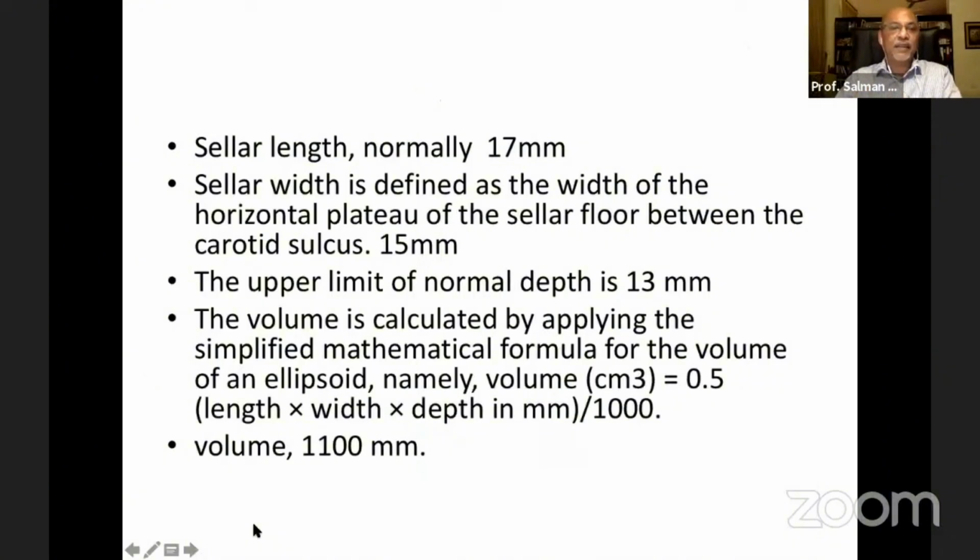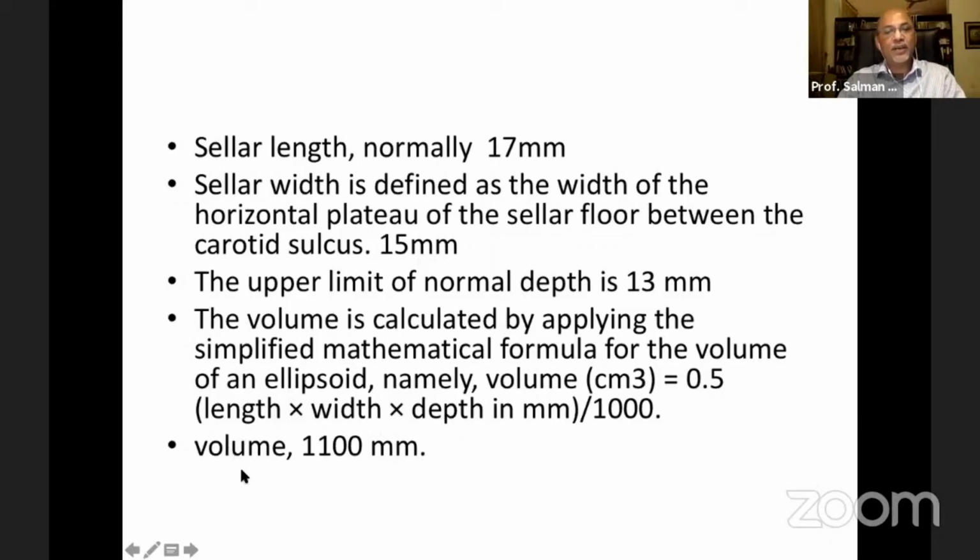What about the length and the width of the sella? This used to be important when we didn't have measurement scales and we used to measure ourselves. So sellar length is normally 17 millimeters, sellar width 15 millimeters. The upper limit of the normal depth is 13 millimeters. The volume is usually calculated by the ellipsoid formula, so volume in cubic centimeters is length times width times depth in millimeters divided by 1,000. So that would give you the answer.